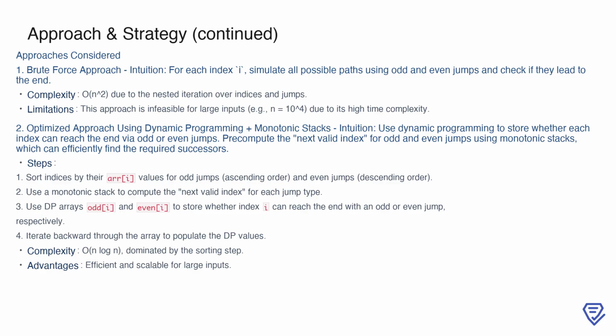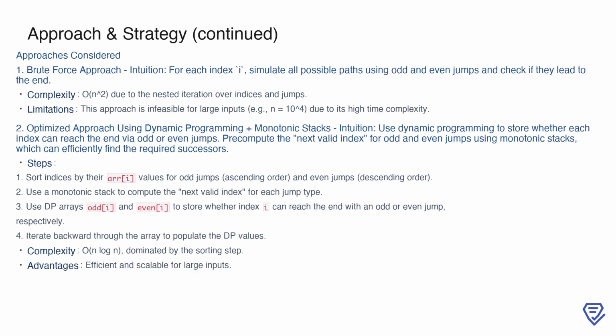The second approach is an optimized one that combines dynamic programming with monotonic stacks. Here, we pre-compute the next valid index for both odd and even jumps more efficiently. The steps include sorting the indices based on the array values in ascending order for odd jumps and descending order for even jumps. We then use monotonic stacks to calculate the next valid index for each jump type.